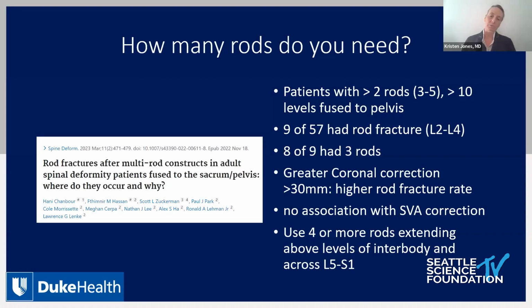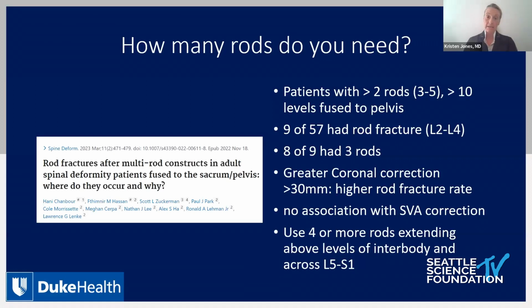The highest, of course, was with the patients who only had 3 rods, not 5 rods. But the risk factor that got pulled out there was actually coronal correction, not SVA correction. And you might criticize this a little bit by saying that maybe SVA wasn't the best way to measure the amount of sagittal correction, and maybe if it was looked at in a different way, the amount of sagittal correction might have more bearing on this.